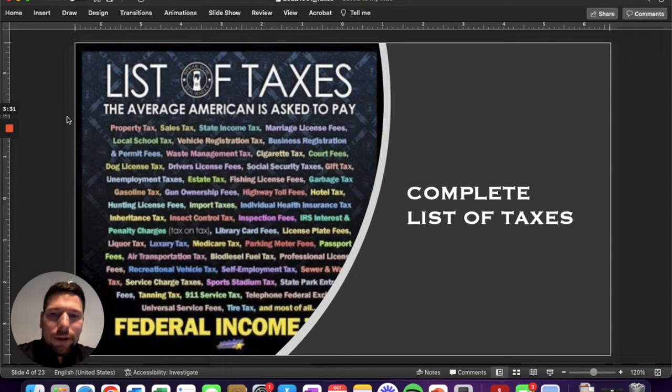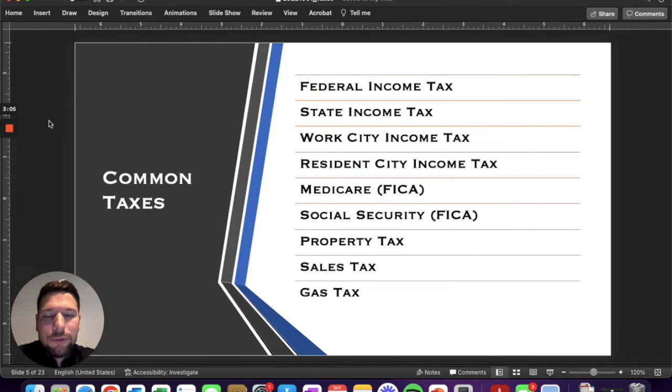So here's a list of all the taxes the average American has to pay, and a lot of these you might not even realize are taxes. So things like gun ownership fees, highway toll fees, hotel taxes, import taxes. A lot of these end up being hidden, so you really don't realize that you're paying the tax, but they do end up increasing the cost of the goods and services that you're receiving. But today we're actually going to focus on the most common ones that you're probably familiar with.